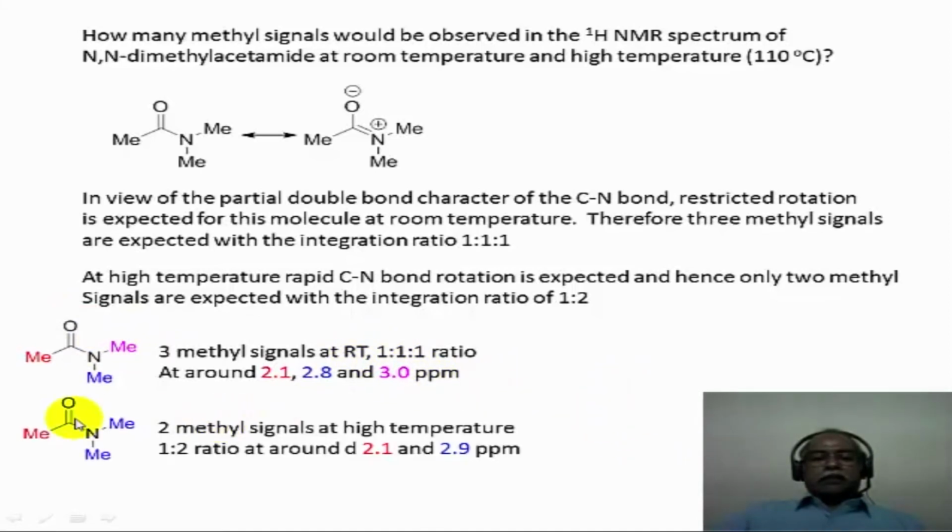At high temperatures, because of the rapid rotation, these two methyls exchange, they become indistinguishable. So they come at a value of 2.1 for the red methyl, and the blue methyl comes around 2.9. You can see here the average of 2.8 and 3 corresponds to about 2.9. So when the coalescence takes place and you get a sharp singlet for the two methyls, you get the average value of the individual methyls, which are seen separately at room temperature. So this is a fairly simple problem. N,N-dimethyl formamide we have discussed. This is an example of N,N-dimethyl acetamide, which also has restricted rotation around the carbon-nitrogen bond.